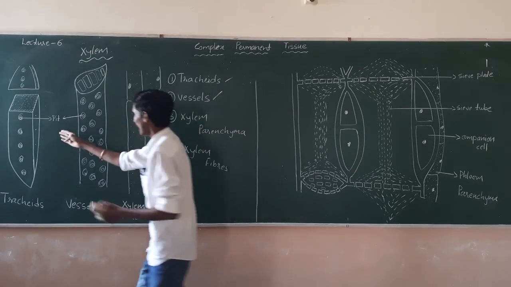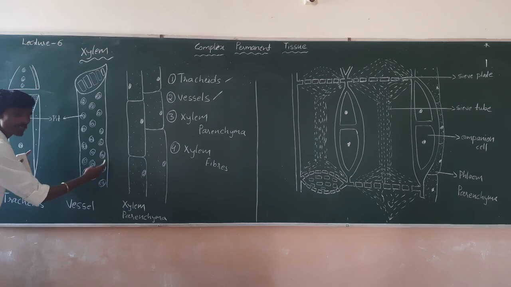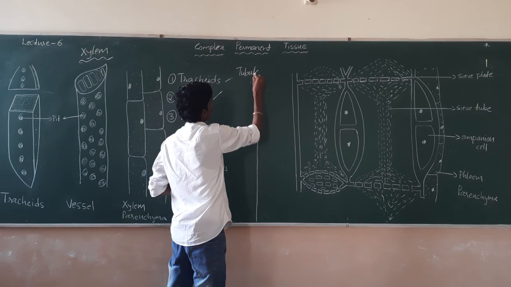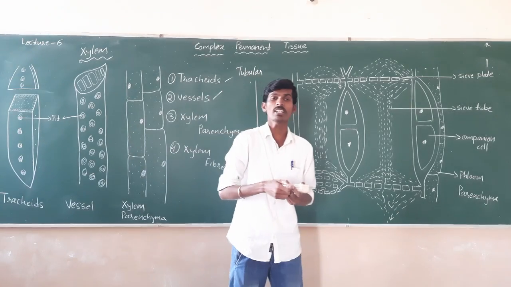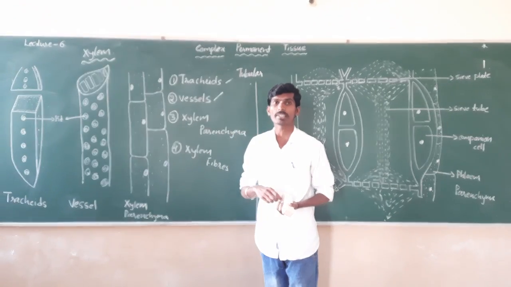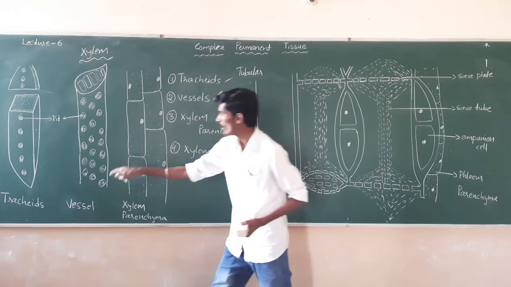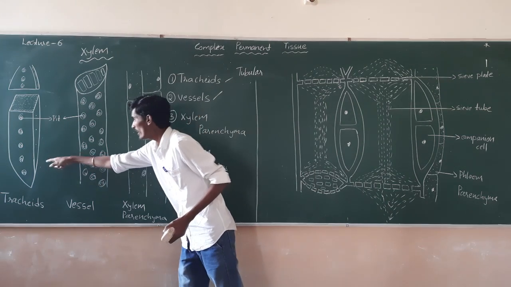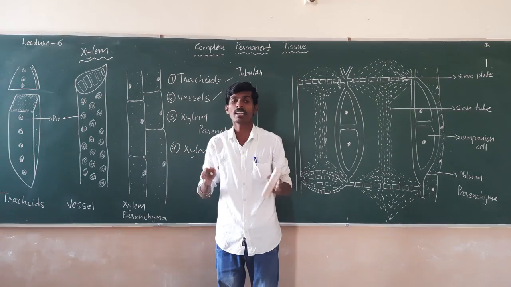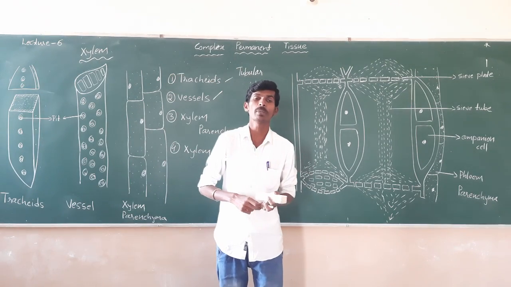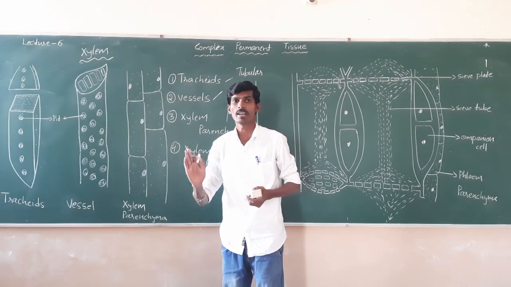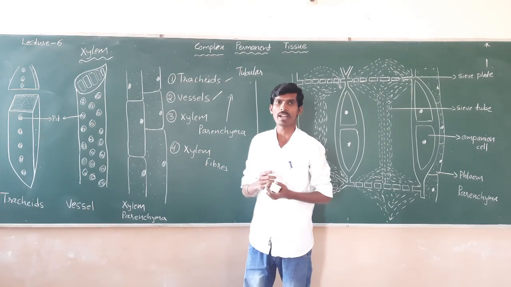This is the tracheids. This is the vessels. Both are tubular in structure. Tubular means a tube-like structure. This allows the movement or transport of water in a vertical position. This tube-like structure allows them to transport water and minerals vertically.